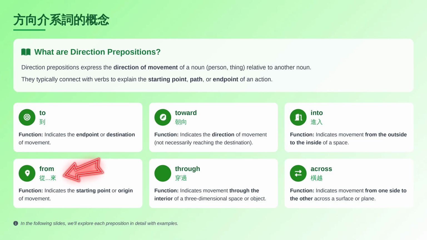From, comes from: the function indicates the starting point or origin of movement. Through, pass through: the function indicates movement through the interior of a three-dimensional space or object. Across, cross over: the function indicates movement from one side to the other across a surface or plane. In the following slides, we'll explore each preposition in detail with examples.